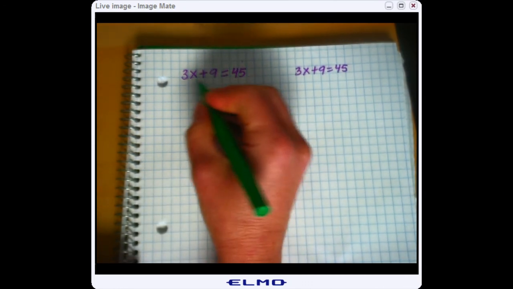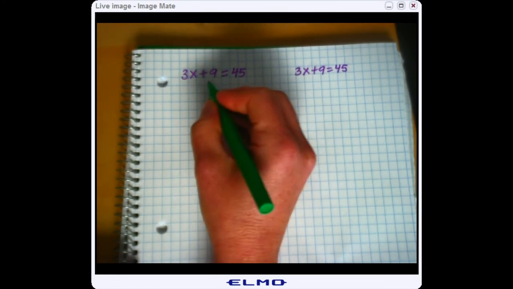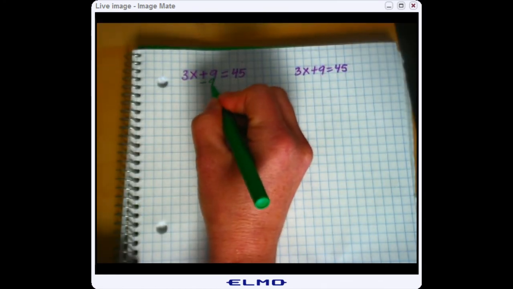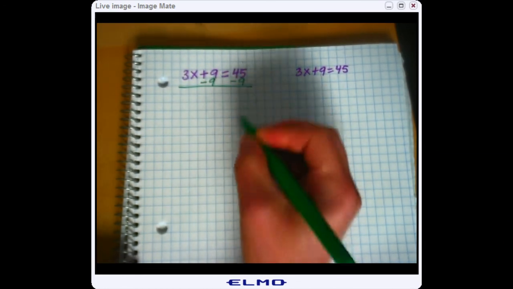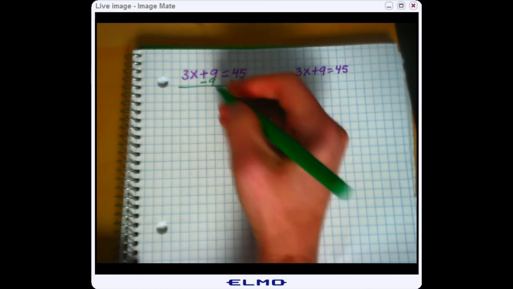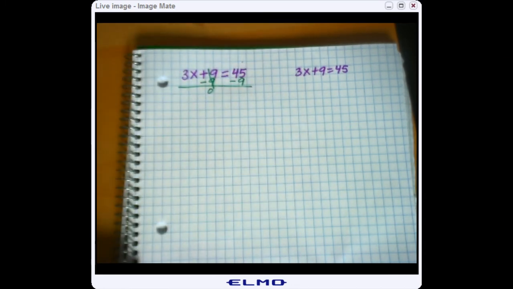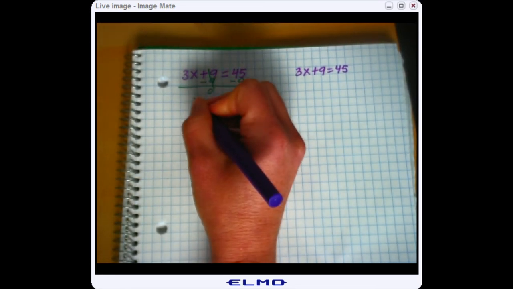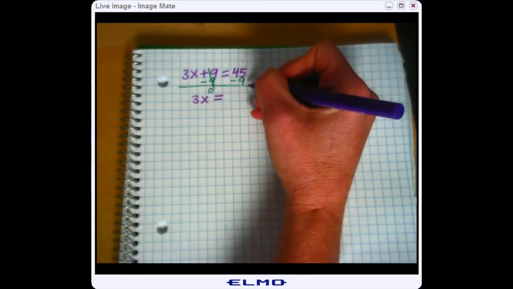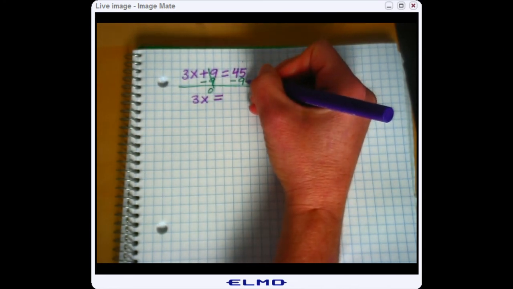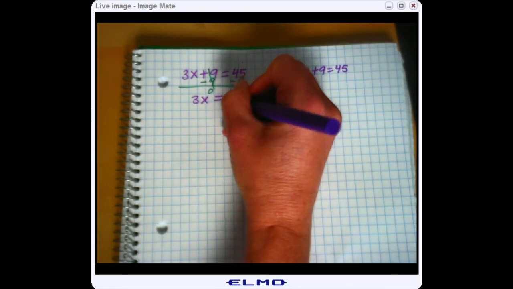So one of the most common ways people go about solving this is they will first subtract 9 from both sides to try to isolate that 3x. And so 9 minus 9 here gives me 0, and that's why we say that cancels out. We're actually doing that calculation. And so now I'm left with my 3x equals, and on this side I'll do that arithmetic as well. 45 minus 9 gives me 36.